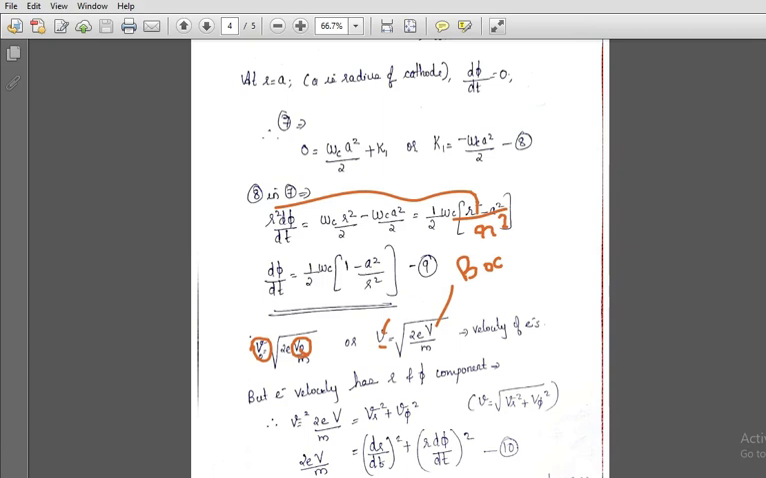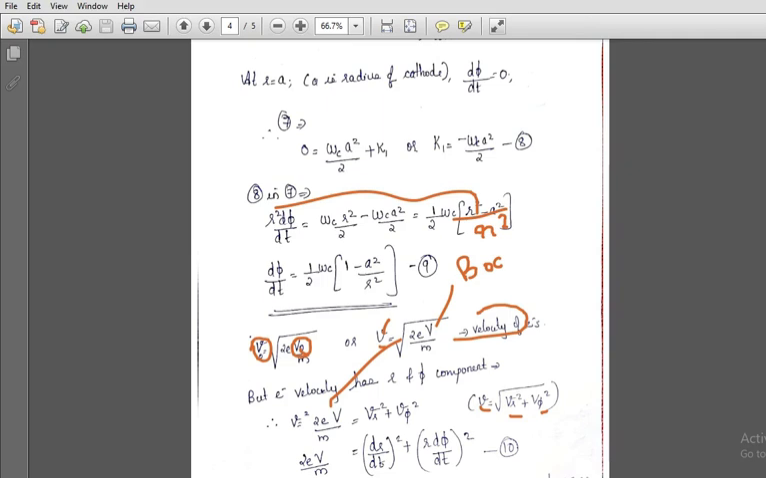But we know the electrons are not moving in a straight line alone, they are also taking a curved path. So they have both radial motion as well as angular motion. So the total velocity can be rewritten as root of Vr square plus V phi square. This equation, v square becomes 2eV by m is equal to Vr square plus V phi square.